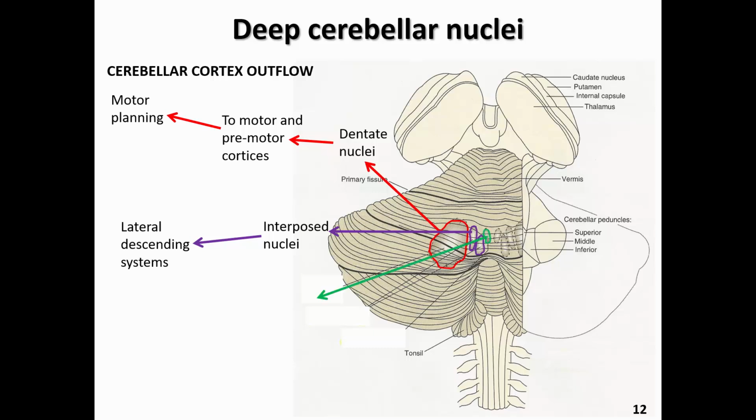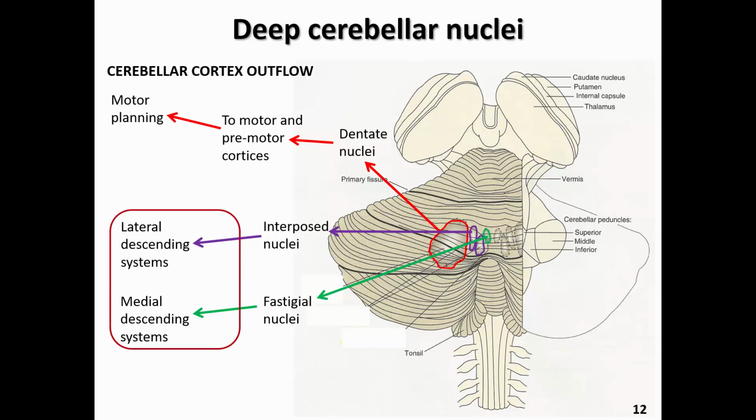The most inner portion, the most medial fastigial nuclei, will project to the medial descending systems. And we know that these systems, when activated, lead to motor execution. And it does so by synapsing eventually with the lower motor neurons or the alpha motor neurons.